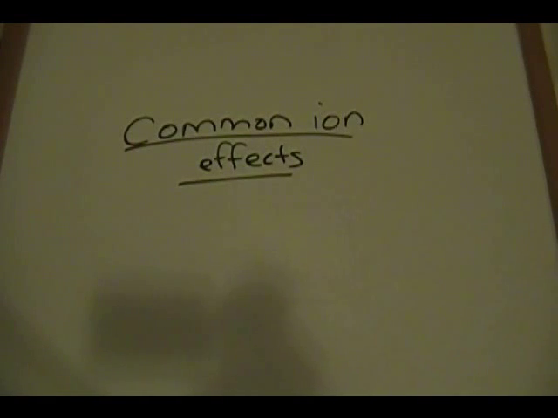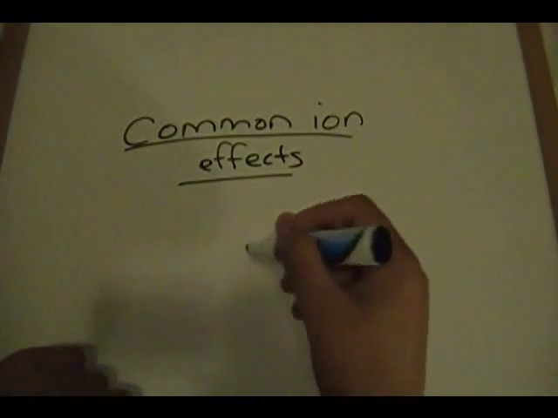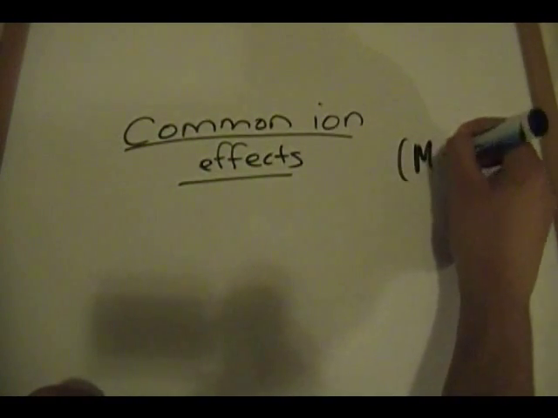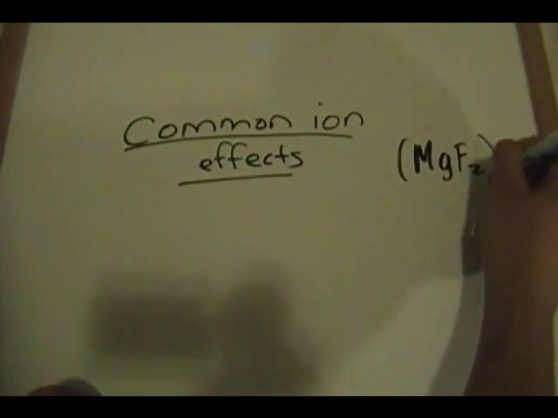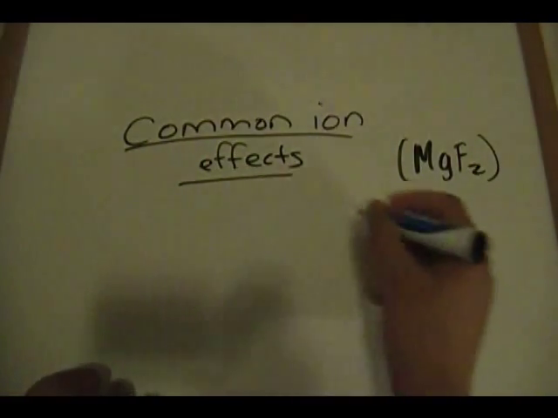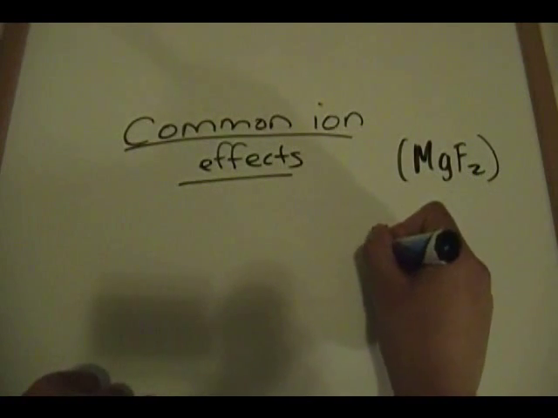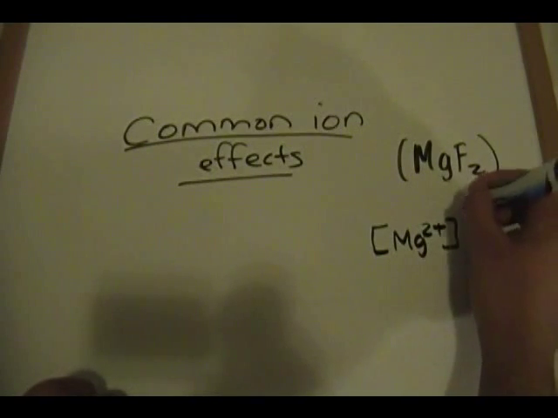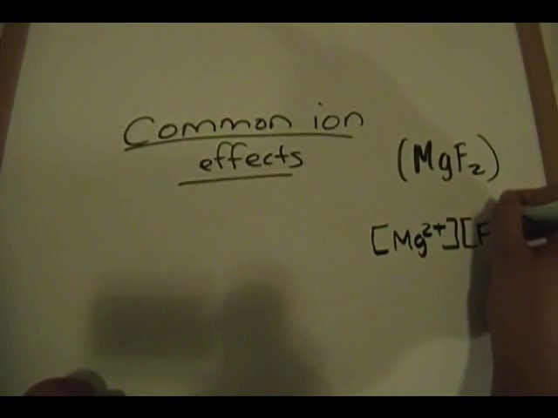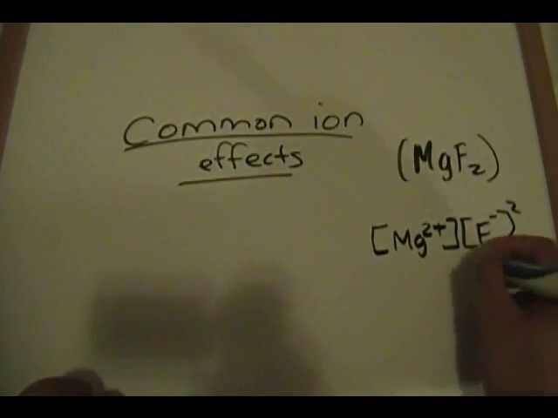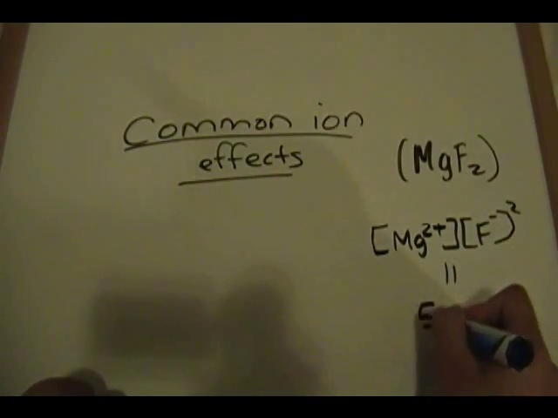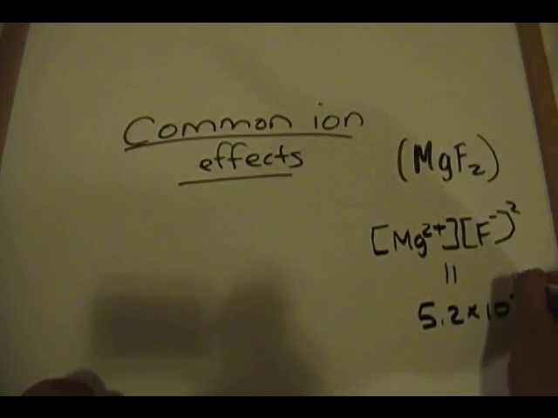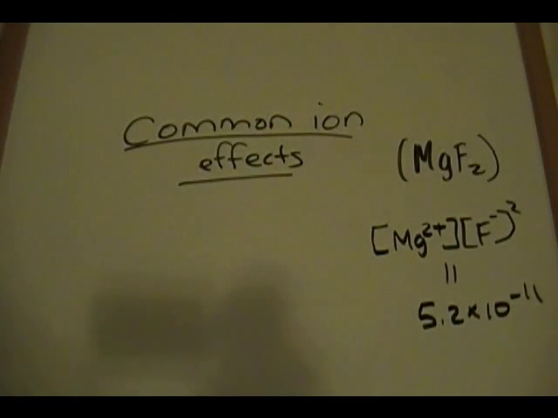So again, we're dealing with common ion effects. Let's just look at a quick example. Let's put magnesium fluoride on the side right here so that we know that we're dealing with this, and let's write the expression for this. Mg2+ times F- squared is equal to the KSP, which is 5.2 times 10 to the negative 11, I believe.